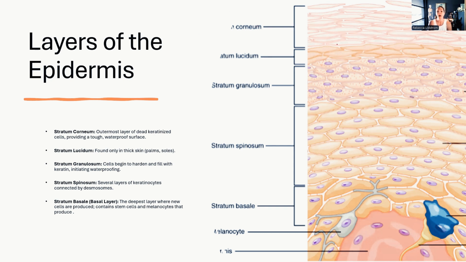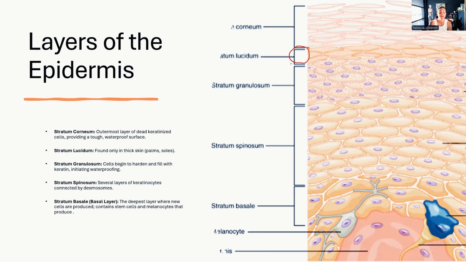The stratum corneum up here is going to be our outermost layer of dead keratinized cells. This is going to be important for us because it's going to give us a tough outer surface and also give us some waterproofing. Right below that is going to be the stratum lucidum. Now, this layer is important to note because this is only found inside the thick skin areas of our body. So places like the soles of the foot and the palms of the hand. Both of these areas are going to be subject to more abrasion and more force. And so this extra layer is going to give us extra protection.